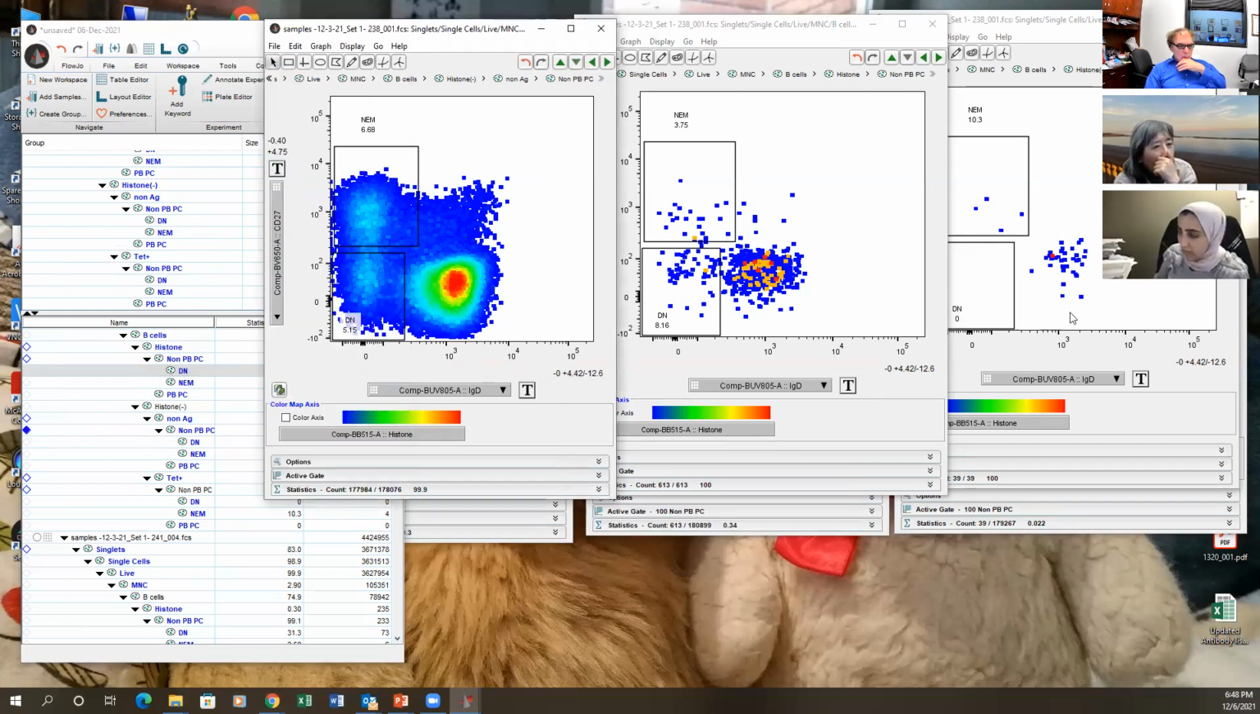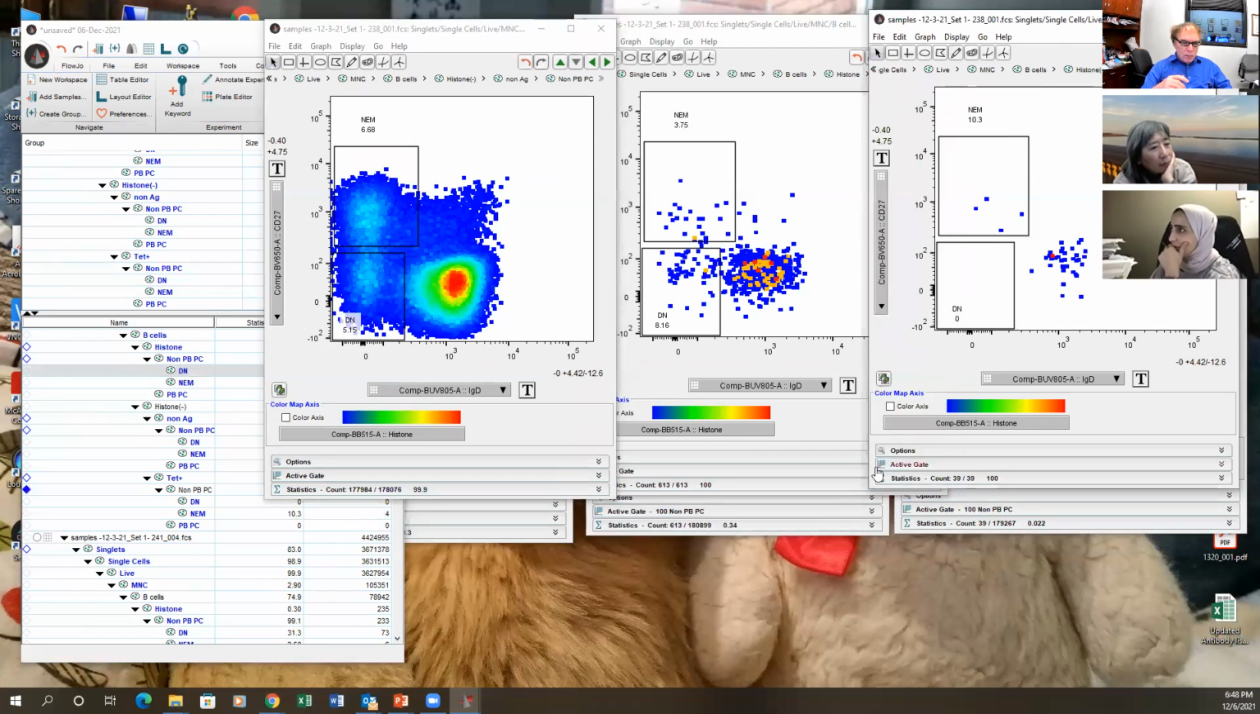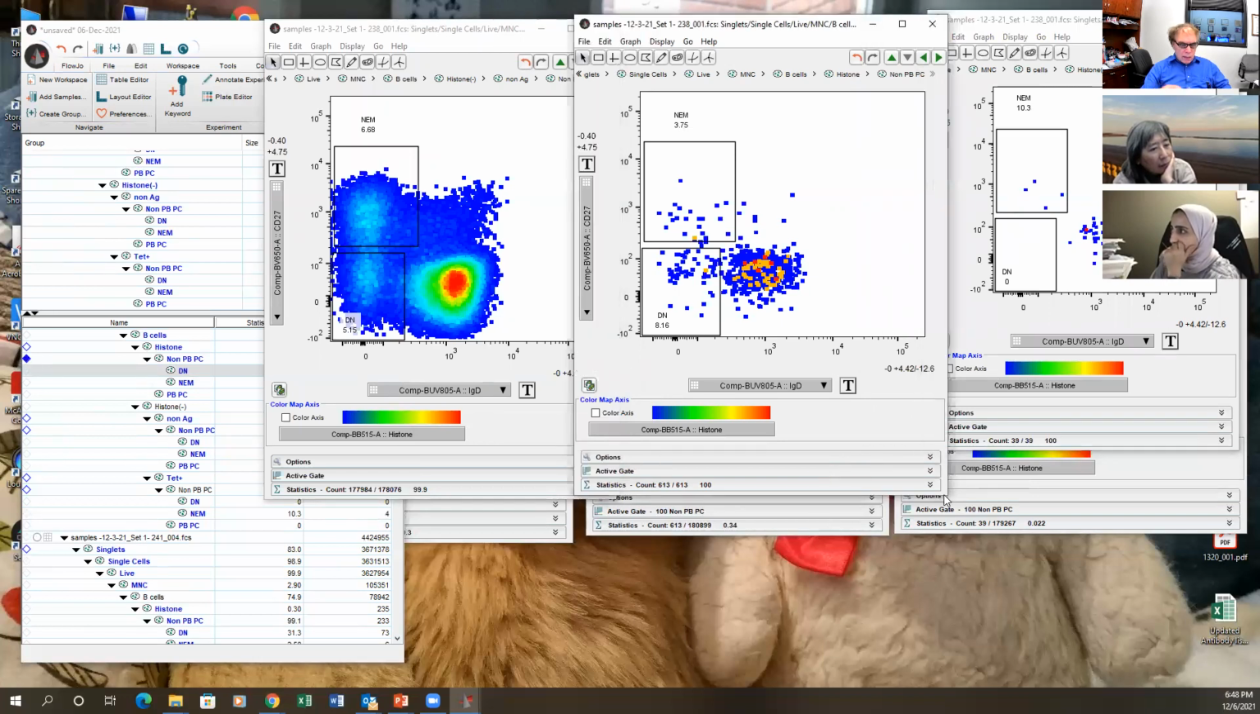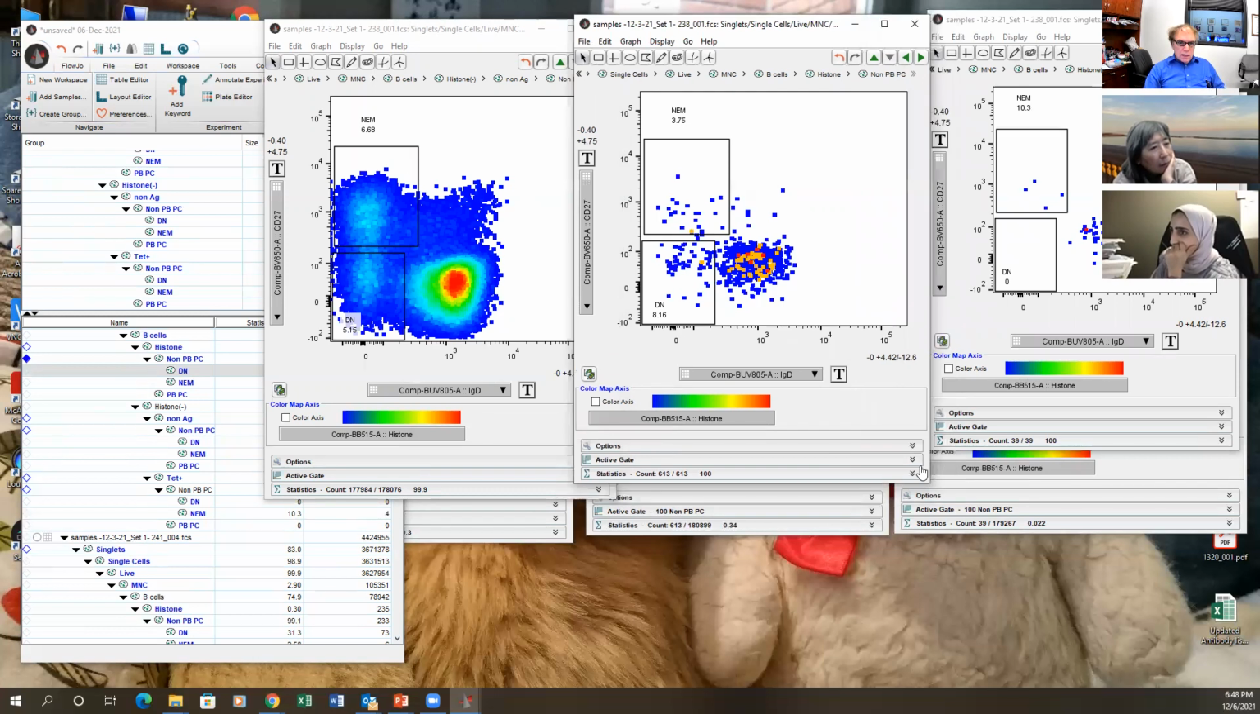Okay, so 5%, 8%, and that's zero. So in this case, can you not overlap them like that? Make it so, yeah, move that. That's good. So this is histone, histone RNP. Histone tends to be in the double negative, a little bit more. Yes. Five, eight. Well, that's something. So that's 238. Let's see the other ones.